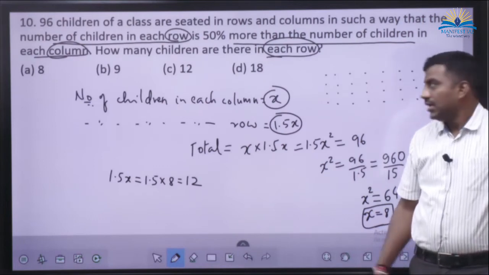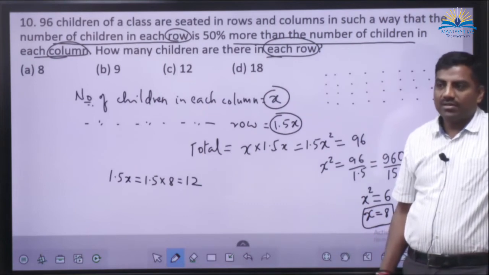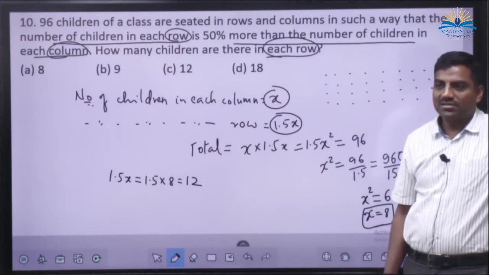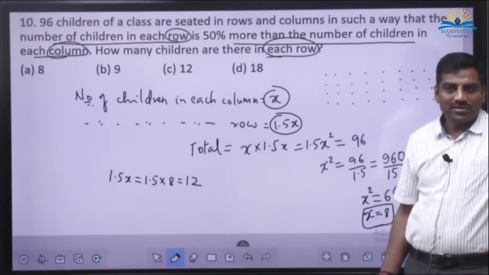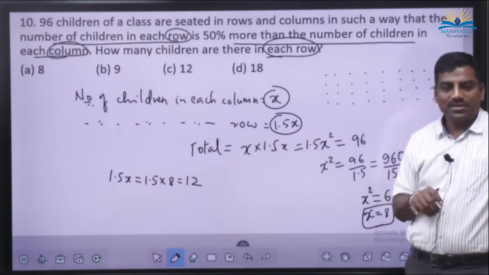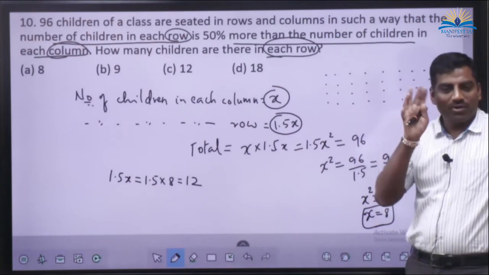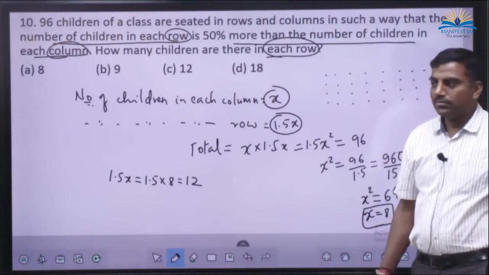9 cannot be the answer because 96 cannot be divided by 9. 18 also cannot divide 96. Your options are only 8 and 12. Yes or no? That is what they are asking. So your ears, eyes, sometimes nose, mouth, and more than anything, your brain should be open when you see any number there. Yes or no?